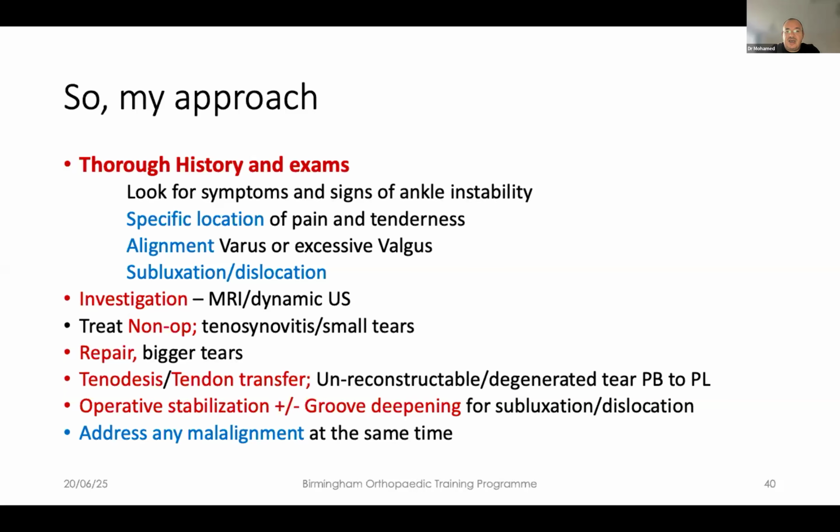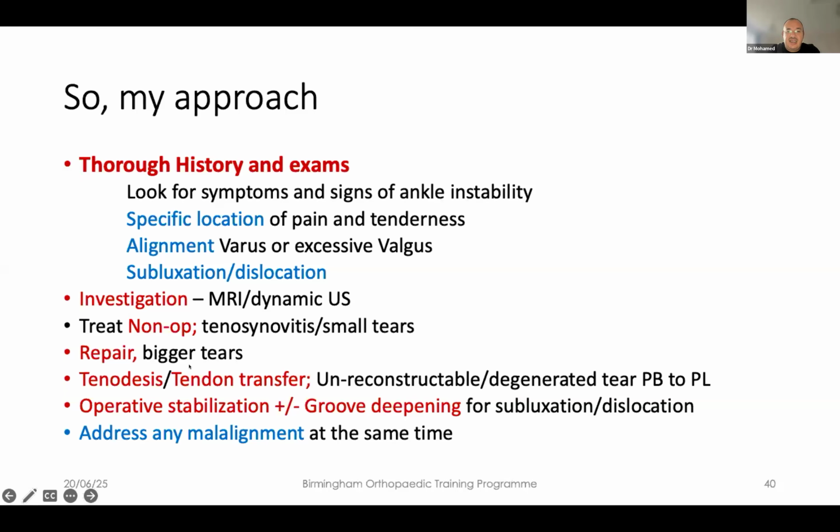I examine the patient, I see the patient walking, standing, and on the couch, and I'm looking for any malalignment, any obvious dislocation or subluxation, and I put my hand there and check where exactly the tenderness is. Is the tenderness across the tendon, along the anatomical course of the tendon? Is the pain at the peroneal tubercle? Is the pain at the cuboid groove? Does the patient have any evidence of os peroneum or not?